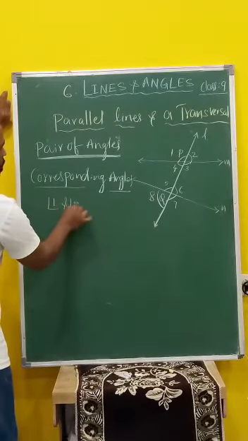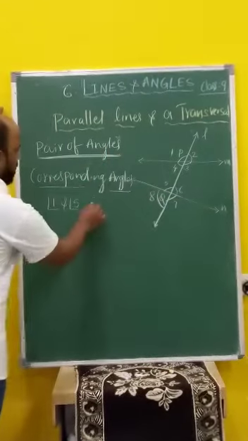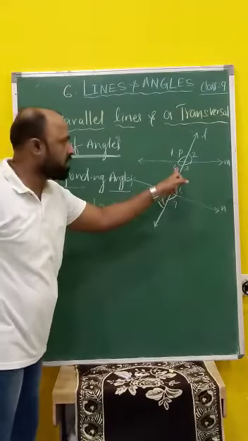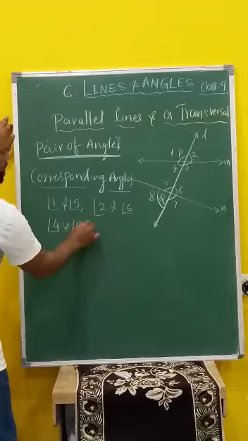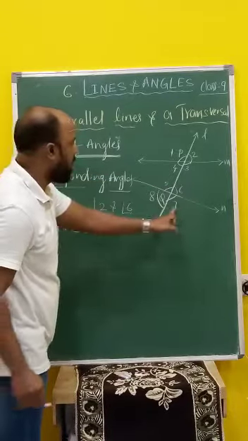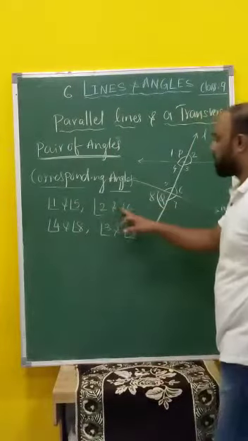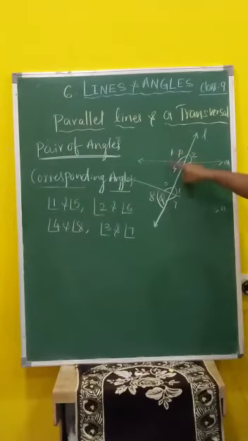That is the first pair of corresponding angles. Next, 2 and 6. Then again inside, angle 4 and angle 8. Next, on this side, angle 3 and angle 7. How many pairs of corresponding angles are there? 1, 2, 3, 4. A total of 4 corresponding pairs: 1 and 5, 2 and 6, 4 and 8, and 3 and 7.